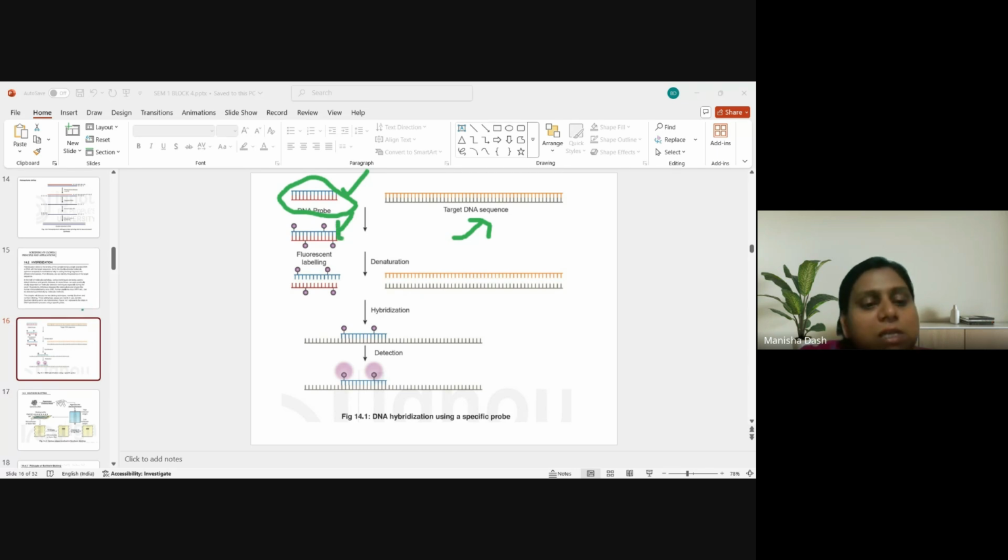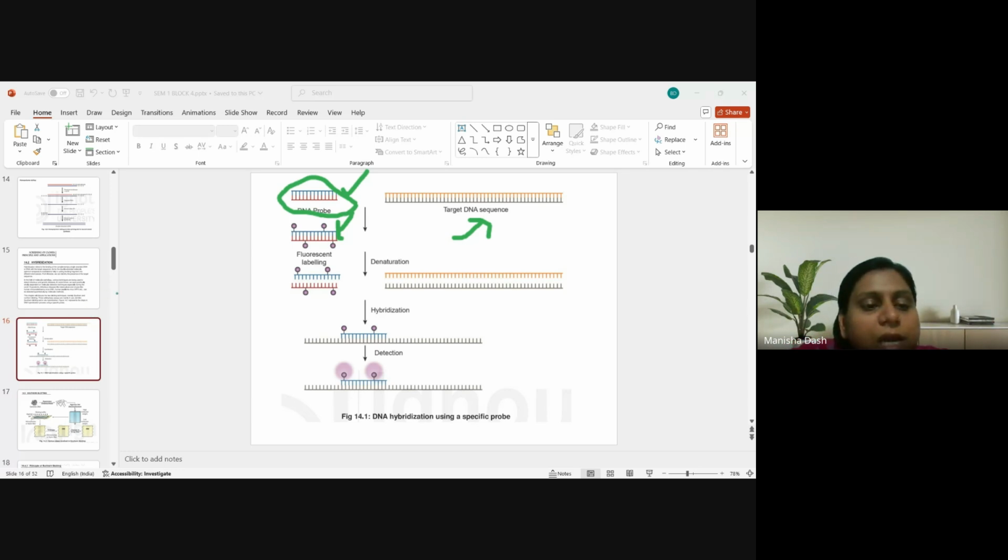So what is the need of this fluorescence labeling? The fluorescence labeling can help you in easy detection. If you remember, in the last class we discussed the CMA, the microarray technique. There you could observe that different colored products were there, green, red and yellow colors were being emitted. So that is the utility of fluorescence.